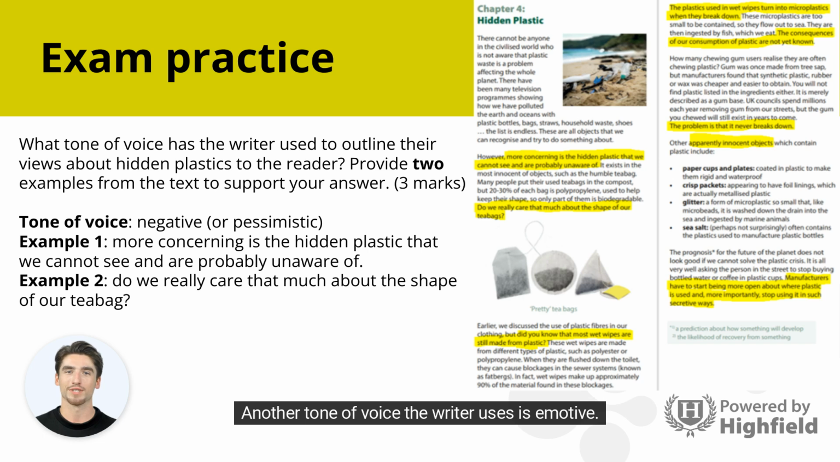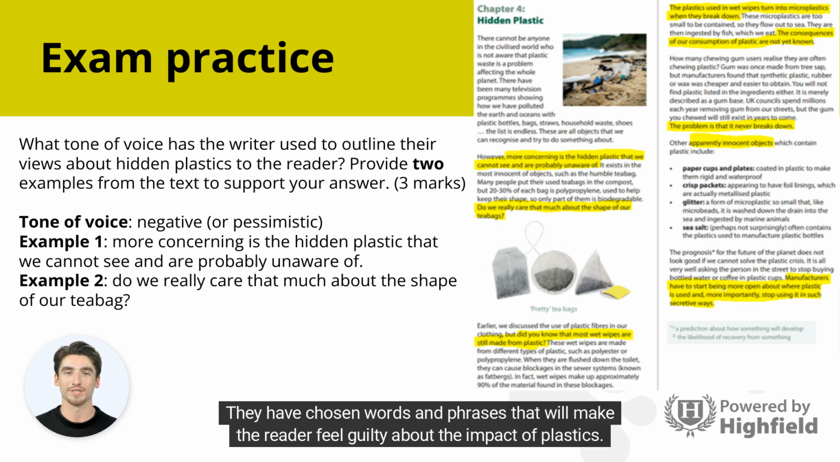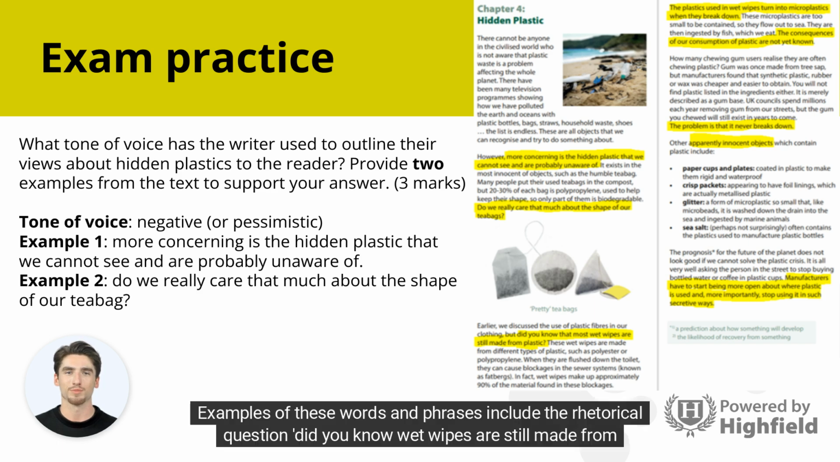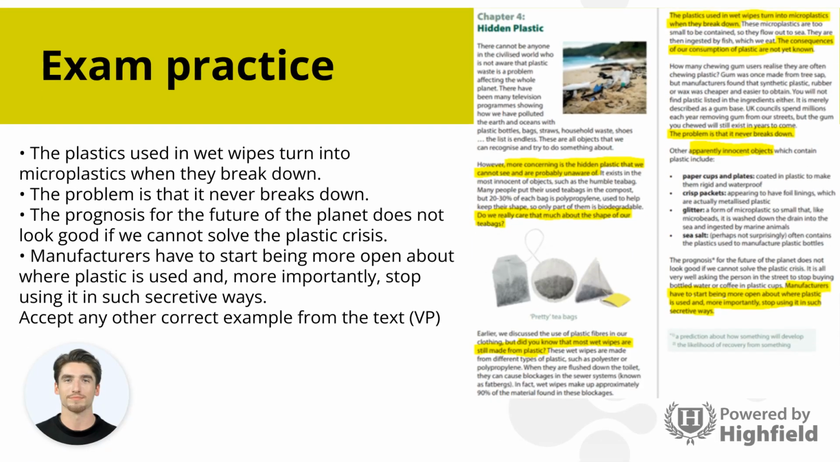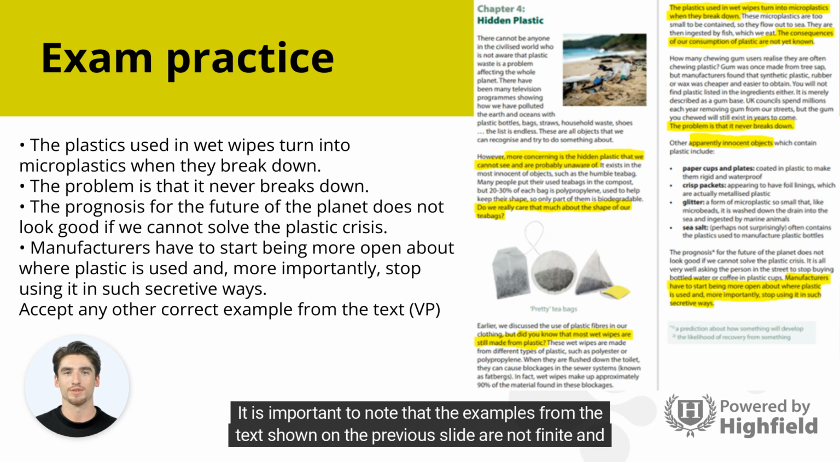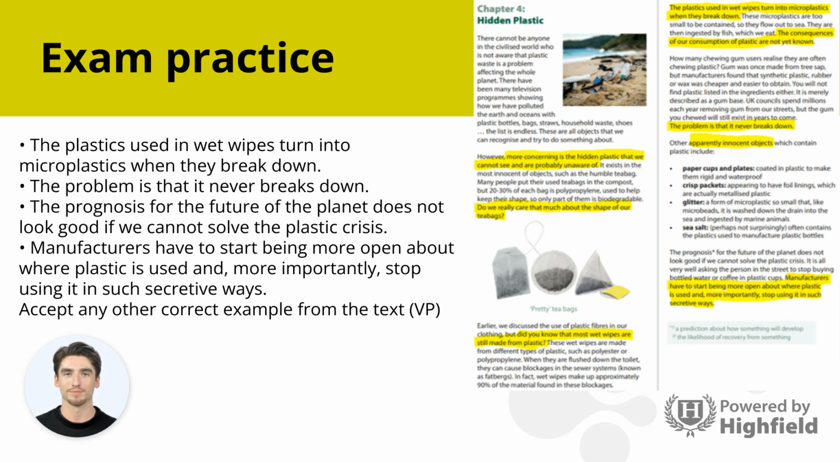Another tone of voice the writer uses is emotive. They have chosen words and phrases that will make the reader feel guilty about the impact of plastics. Examples of these words and phrases include the rhetorical question, "Did you know wet wipes are still made from plastic?" And "the consequences of our consumption of plastic are not yet known." It is important to note that the examples from the text shown on the previous slide are not finite, and other appropriate examples could also be accepted, such as those you can see on the screen now.